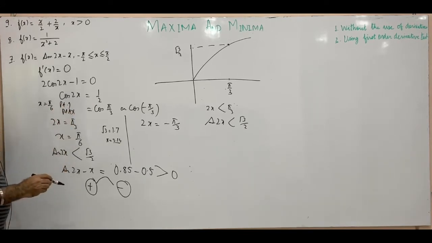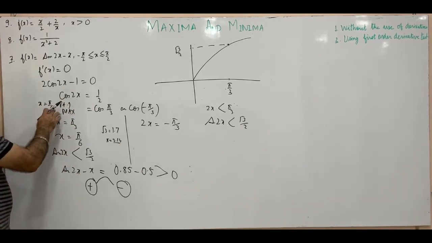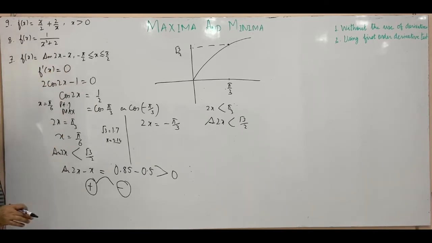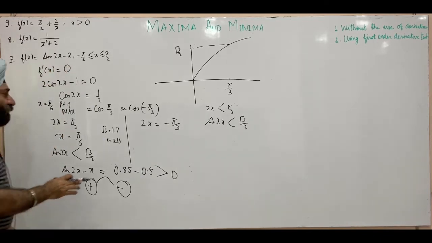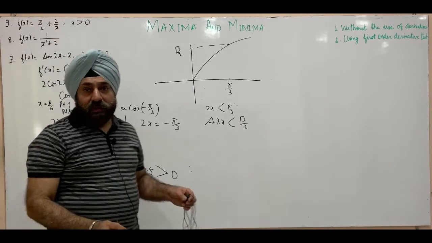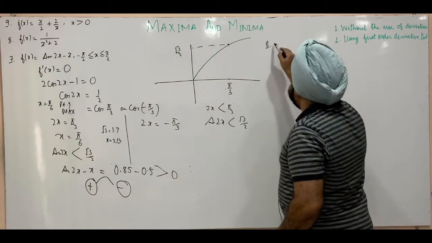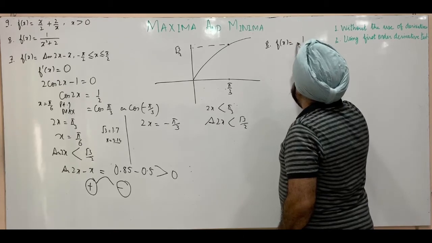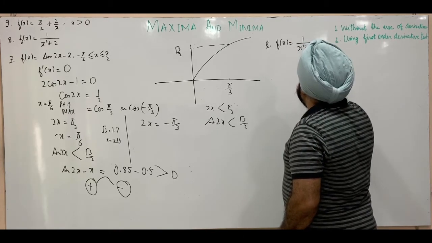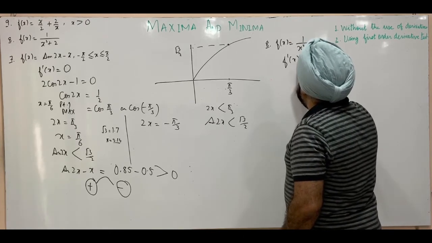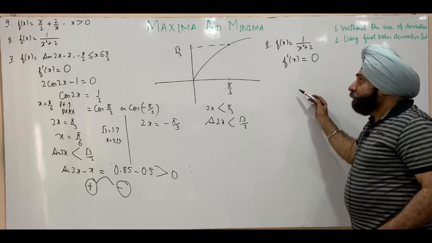And in case I want maximum value, I will put x is equal to pi by 6 in the expression. So similarly we can check for this, and this will be a point of minimum. And the 8th question, this is 1 upon x square plus 2. We find out the derivative and equate to 0.